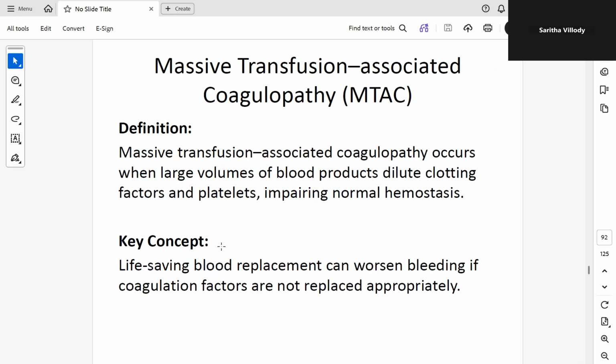Okay, more acquired conditions. The last one is massive transfusion associated coagulopathies. What happens in massive transfusion is that we're giving maybe about 10 units of blood or more to a patient as a result of massive hemorrhage. Most hospitals will have a massive hemorrhage protocol or MTP, massive transfusion protocol. They name it according to their wish. Anyway, it's called massive transfusion protocol or massive hemorrhage protocol.